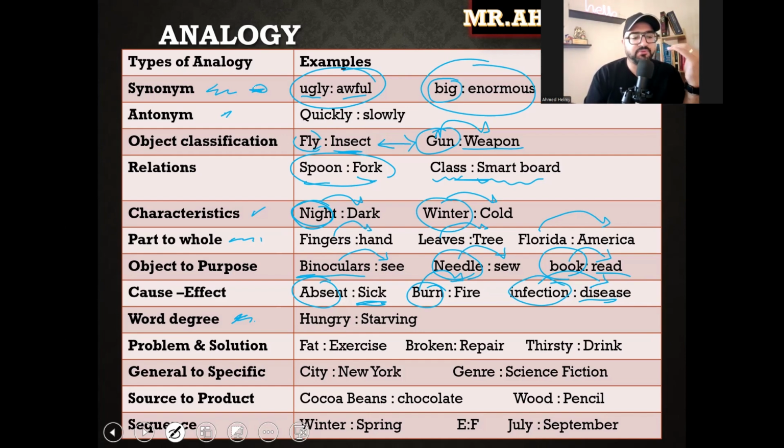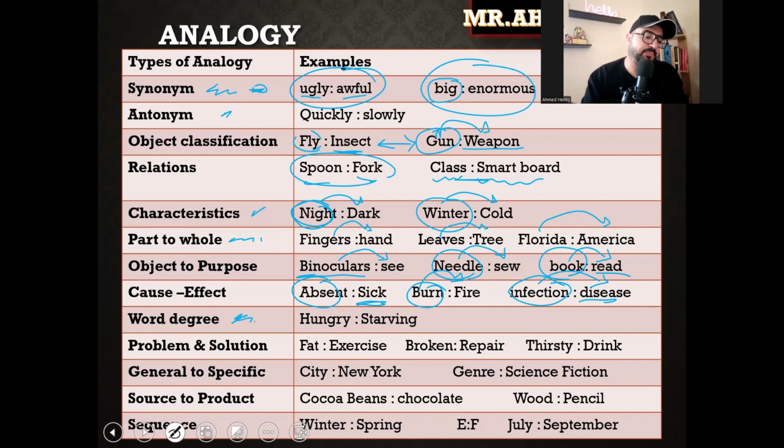Basically, you will find the relation in the choices that talk about the same paired words, as we're going to see later. However, synonyms and word degree are easily told apart because he's not going to give you synonyms and word degree in the choices at the same time. So it's either a word degree or a synonym. You will find it in the choices.